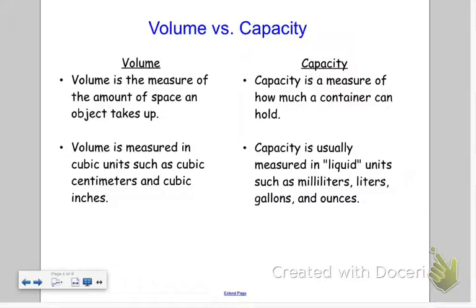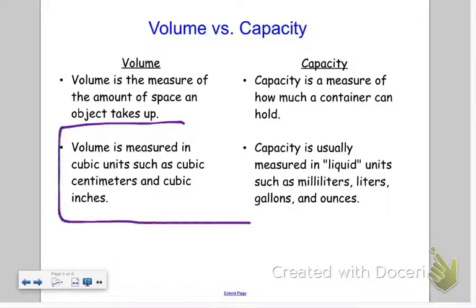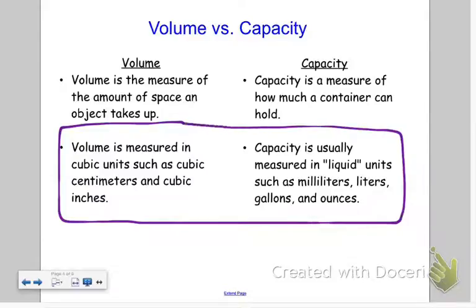Now, some people get volume and capacity mixed up. Volume is the measure of the amount of space an object takes up, and most people think of capacity as a measure of how much a container can hold. But here's where the really big difference comes in. Volume is measured in cubic units, like cubic centimeters, cubic inches. However, capacity is usually measured in liquid units. That's like milliliters, anything with liters, gallons, ounces. So capacity is when we're talking more about liquid, and volume is how much space an object takes up, or how much space is inside an object.